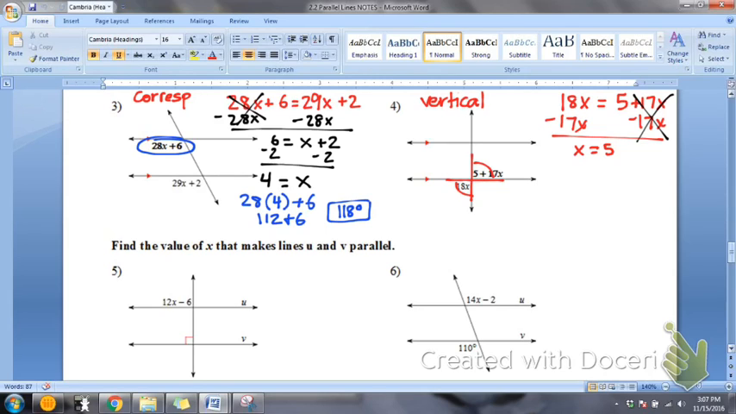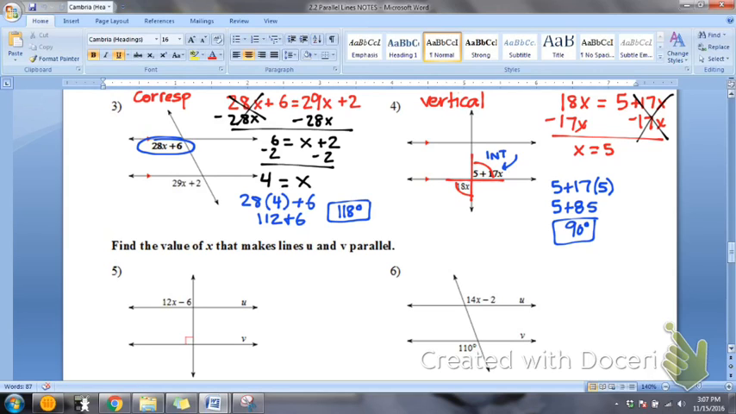Brianna, which one are we going to plug it back into? The what? Okay. Ooh, good. I asked her which one she's going to plug back into, and she said the interior angle, which was the 5 plus 17x. Is that where you guys plugged it back in? Yep. What is 17 times 5? 85. So 5 plus 85 is 90. 90 degrees. Good.